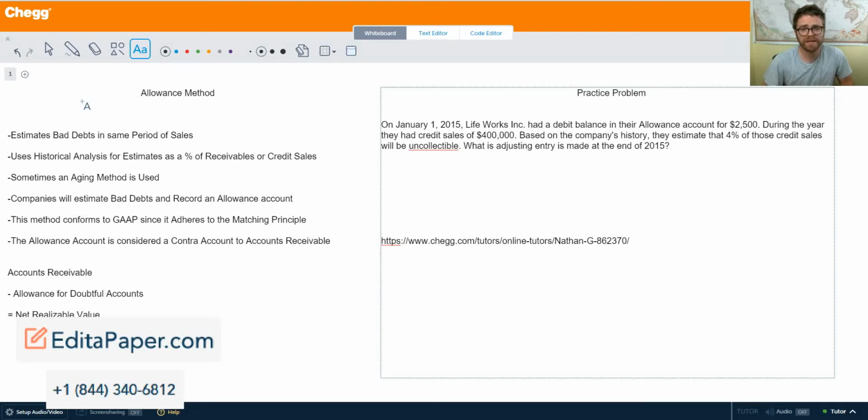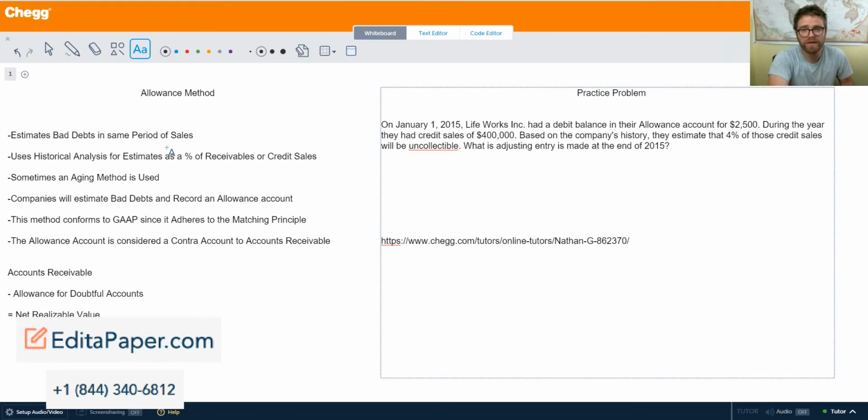And same with bad debts. Bad debts is an expense, and so you got to make sure you match that expense with the related sales in the same period. So on the left side here, I went ahead and talked about the allowance method a little bit, so I'll continue on that. Once again, you estimate bad debts in the same period of sales. And these are estimates, so they don't know exactly what's going to happen.